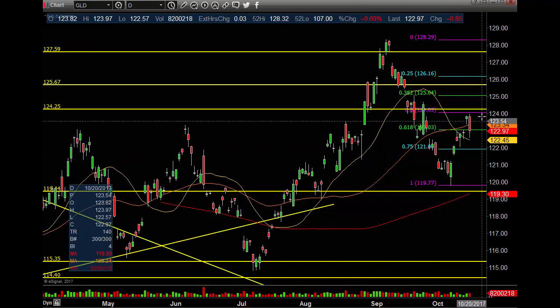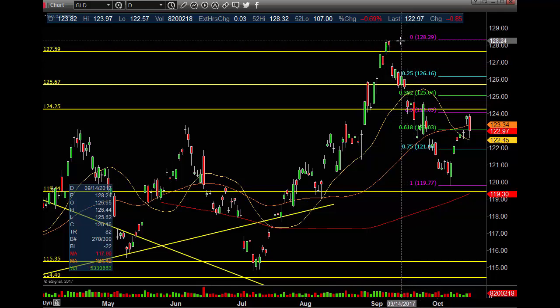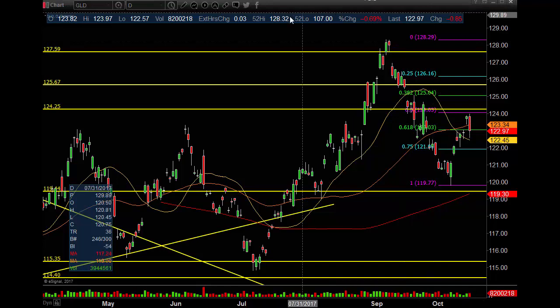Let's see if we chop around here sideways. If we continue sideways, chopping around the 50 MA, then this is possibly setting up for higher prices. Still have a gap to be filled around 125.54. Gap window, gap fill up here around 127.92. And then, of course, the 52-week high right at 128.32 or so. So watch for that. But so far so good.